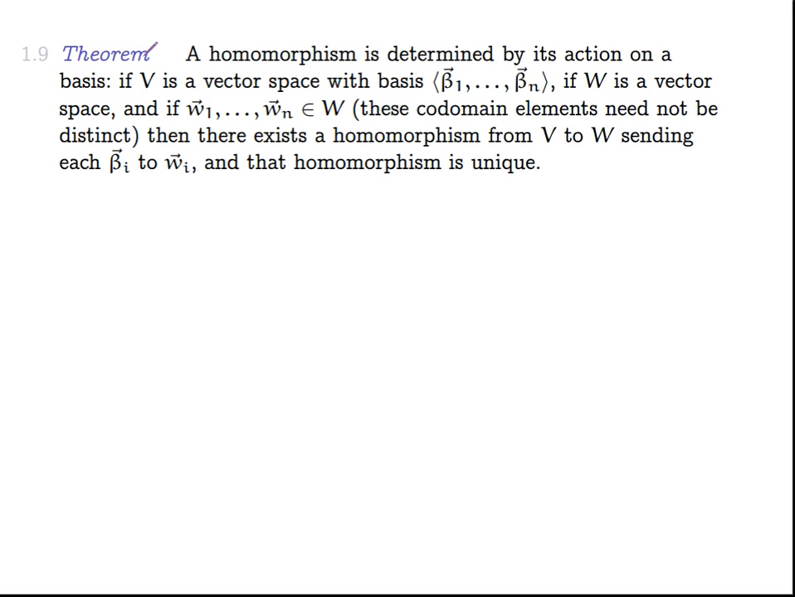All right, so here's an important theorem. A homomorphism is determined by its action on a basis. Okay. All right, so to make this more specific, if V is a vector space, let's draw a picture here. Let's say V is R3, and we have some basis sitting in R3, which basically means three vectors pointing in independent directions.